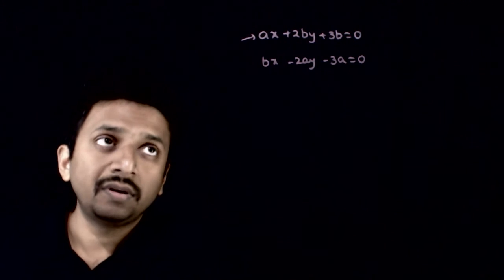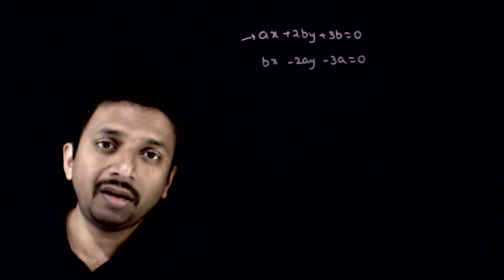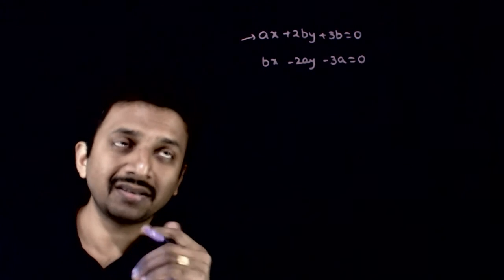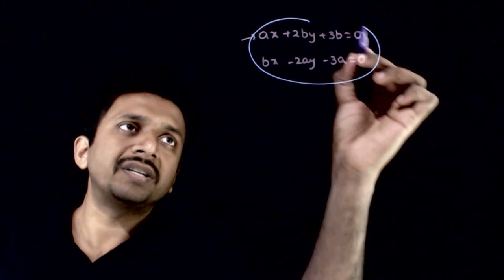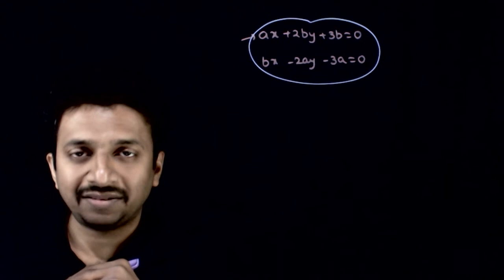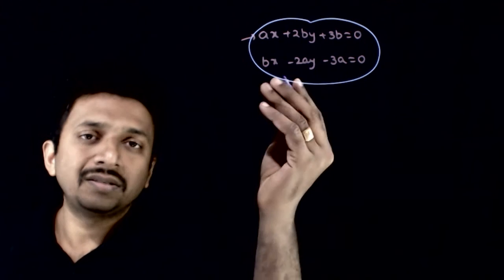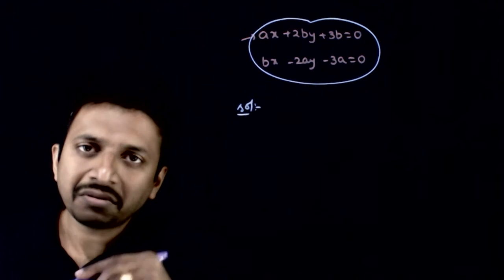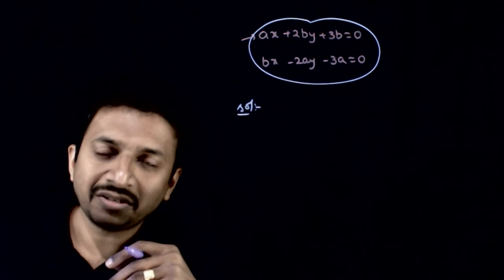So welcome students. In this question you are asked to find the equation of a horizontal line, that is the equation of a line parallel to x-axis which passes through the point of intersection of these two lines. So how do I do it? It's again a very straightforward question. So let me find the point of intersection.